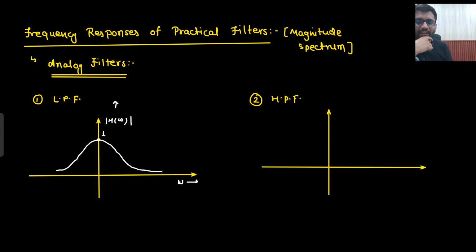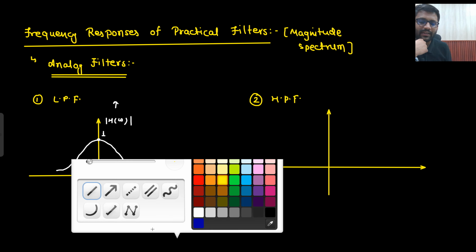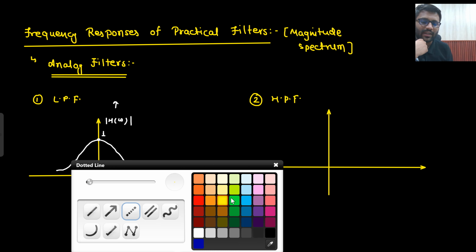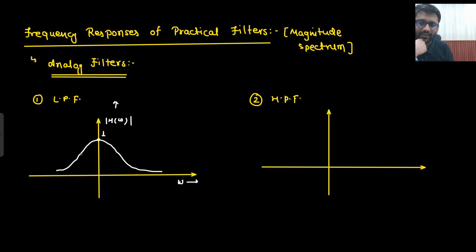When the gain is 1 by root 2 times the maximum gain. What is the maximum gain here? 1. So when the gain becomes 1 by root 2 times the maximum gain, here the maximum gain is 1. So at which frequency the gain will become 1 by root 2 times the maximum? That is known as the cutoff frequency.